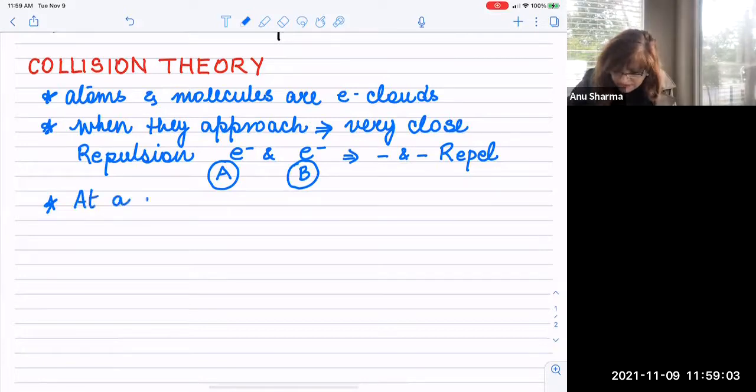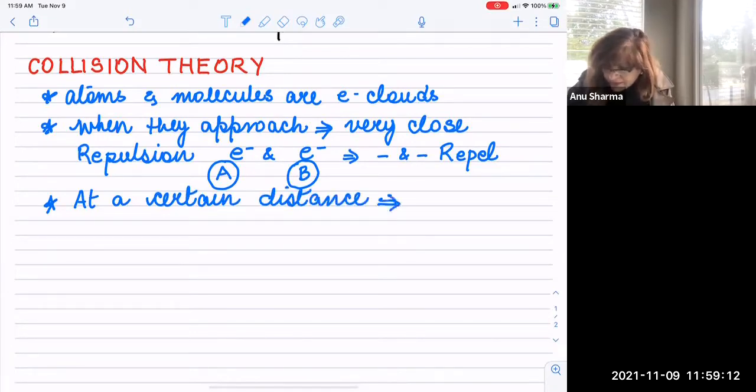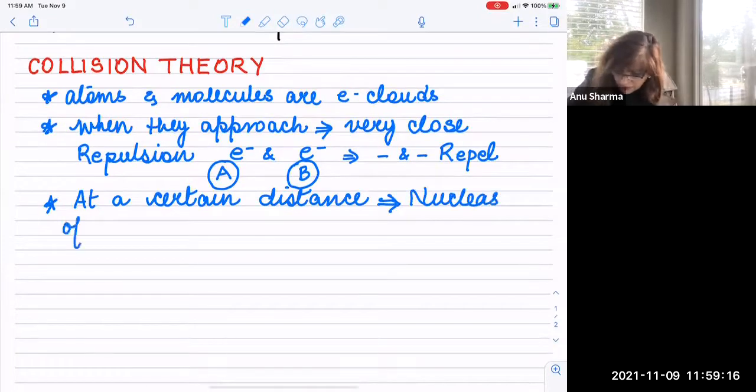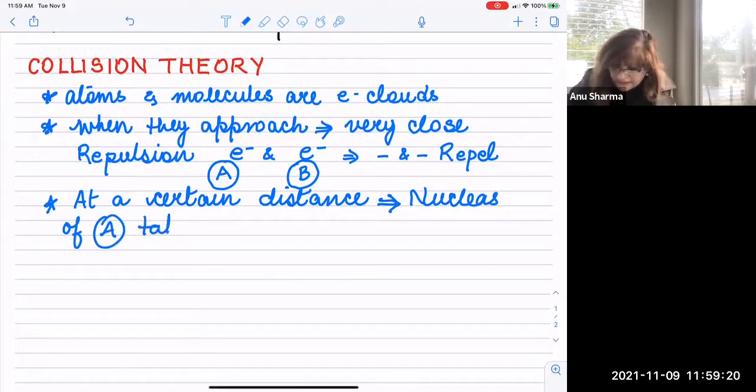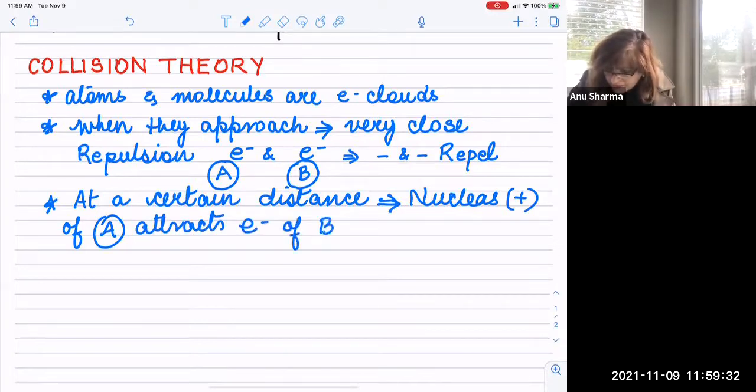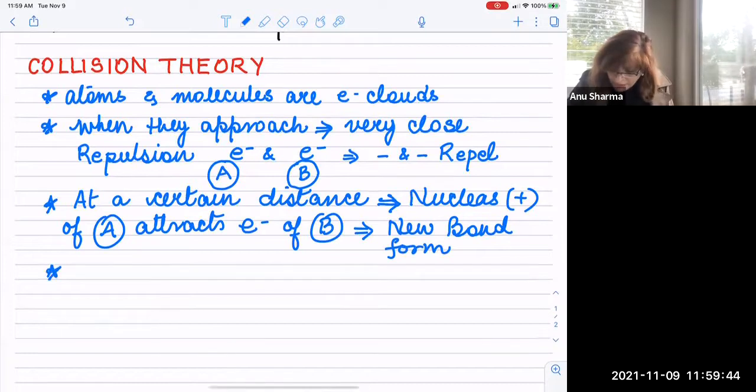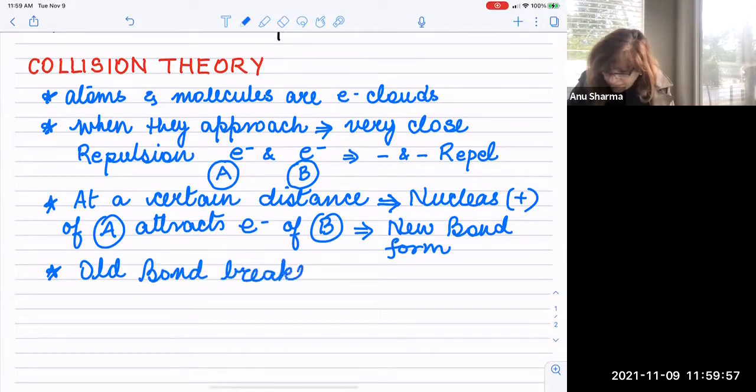At a certain distance, when they come close, the nucleus of A attracts the electrons of B. Remember, the nucleus is positively charged. Then only is the new bond formed. And in order for the new bond to form, the old bond has to break first, right? So how does the old bond break? The old bond breaks up if it has a certain kind of energy in it. So the old bond breaks after absorbing some energy.